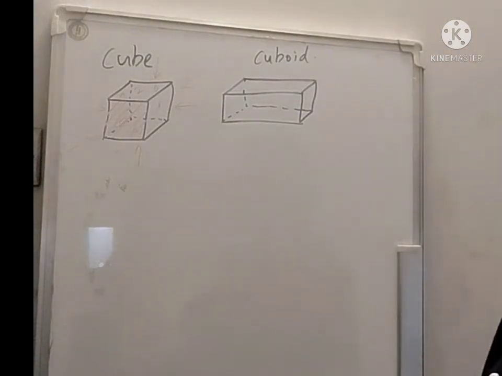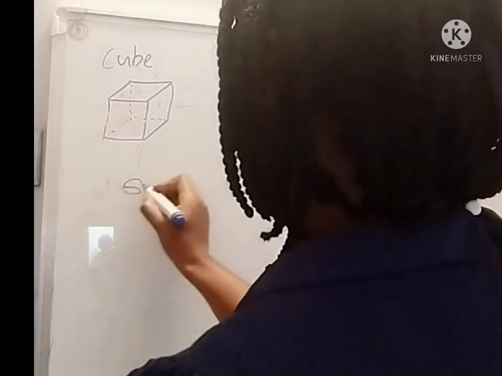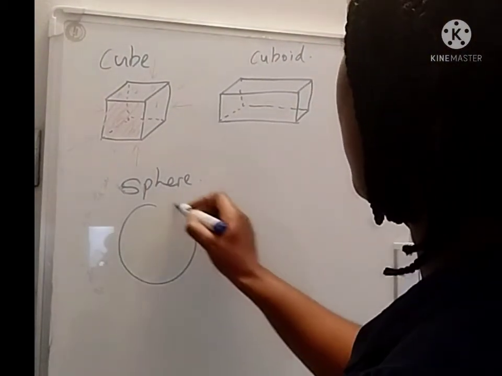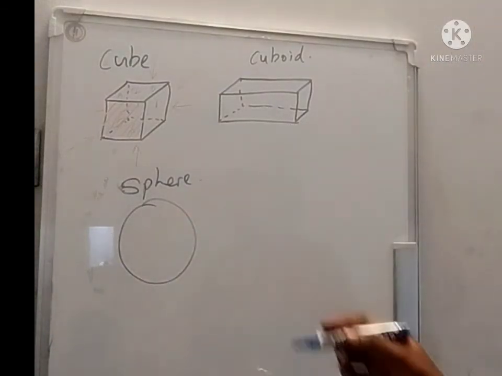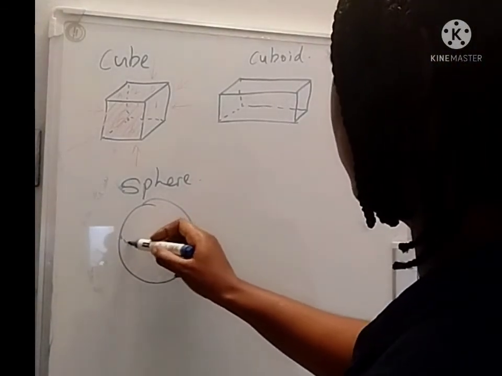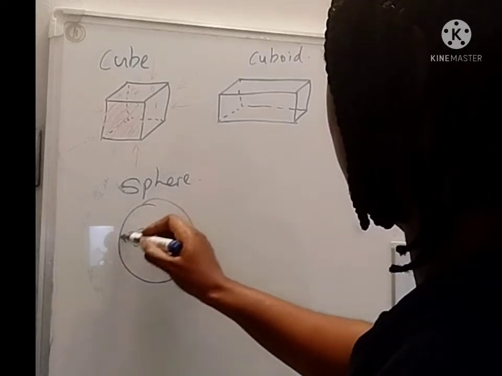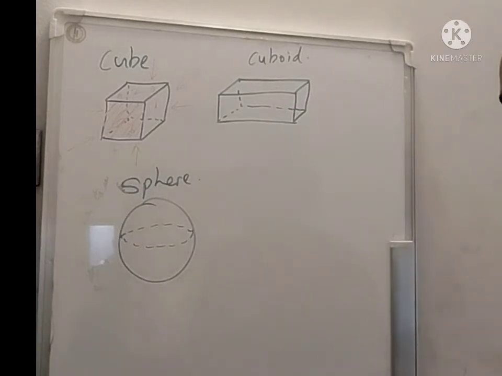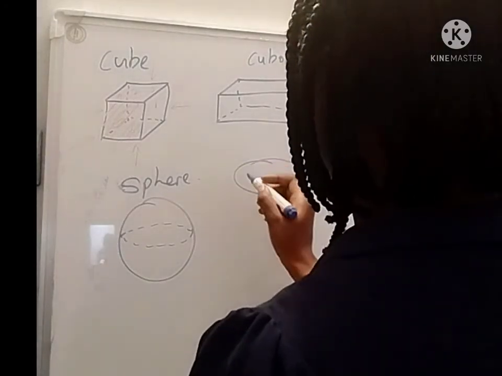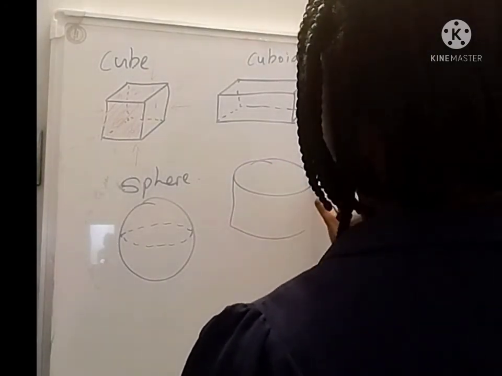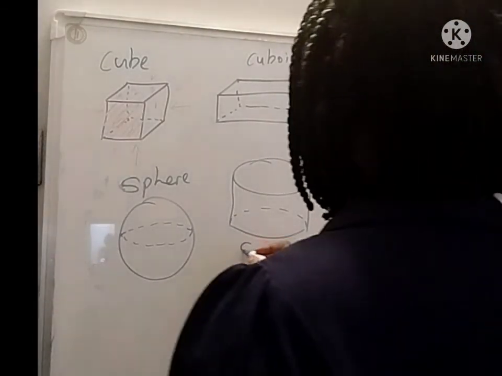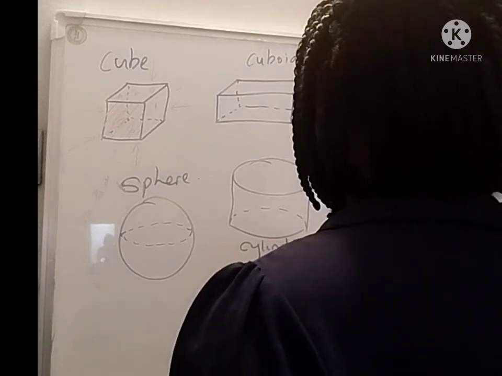And then we have a sphere. A sphere is the shape of a ball. It's a circular, round shape. A sphere is what? Circular. And then we have a cylinder. This is a cylinder.